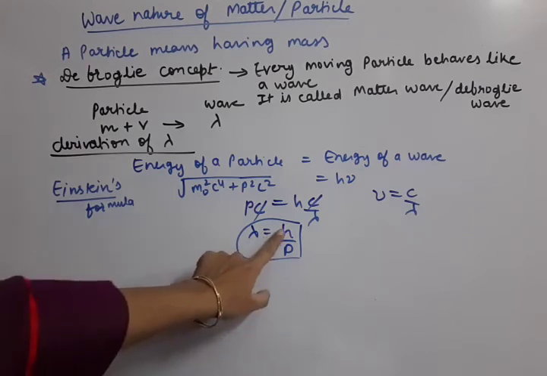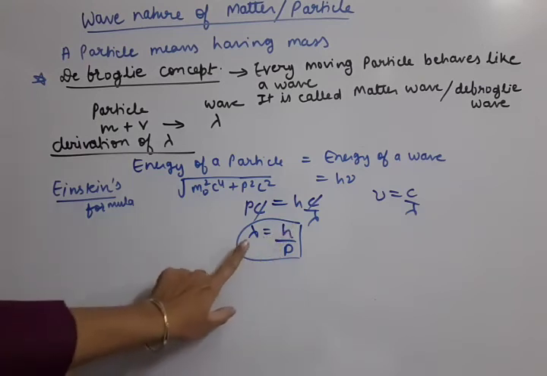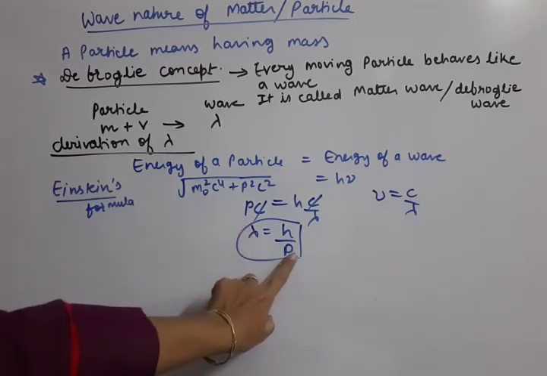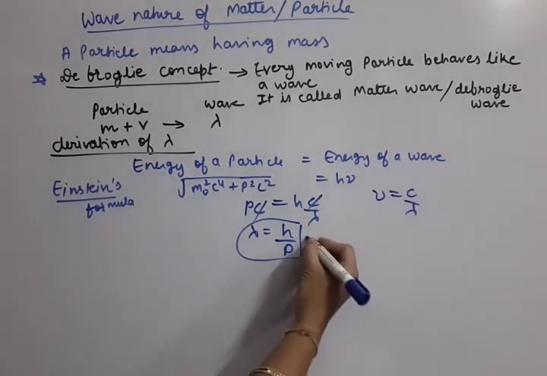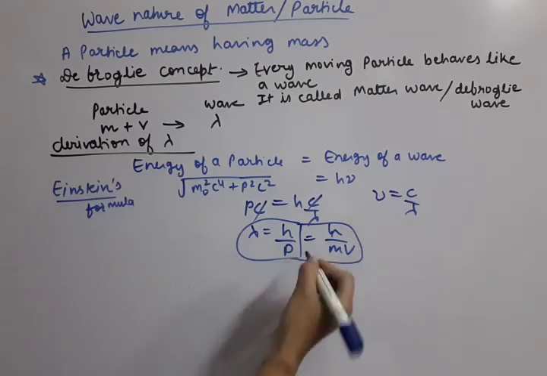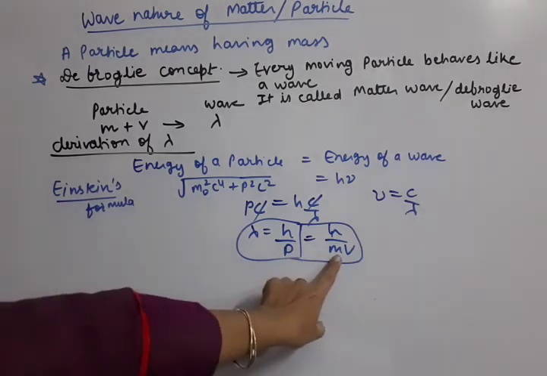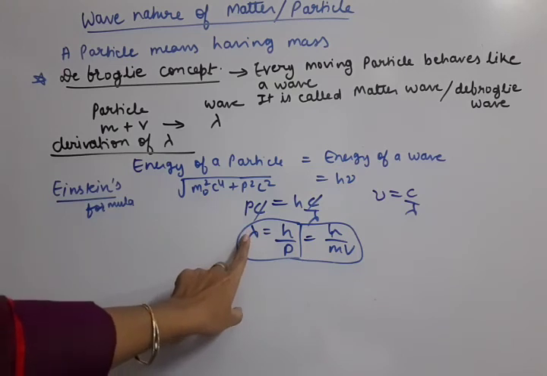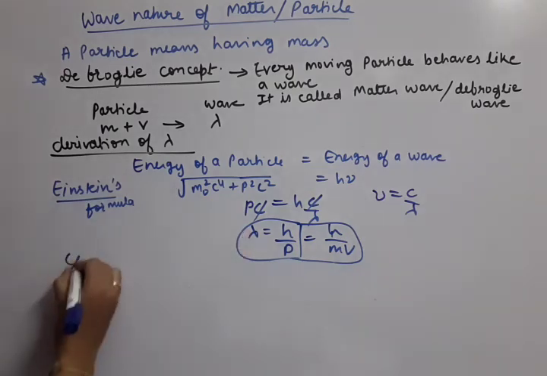h is a constant, Planck's constant. So you can very well understand that if a particle is required to behave like a wave, that means to have a wavelength, it should have momentum. Momentum means m and v both it should possess. So we can also write it in this manner, h upon mv. If only mass is there, velocity is not there, then no wavelength will persist.